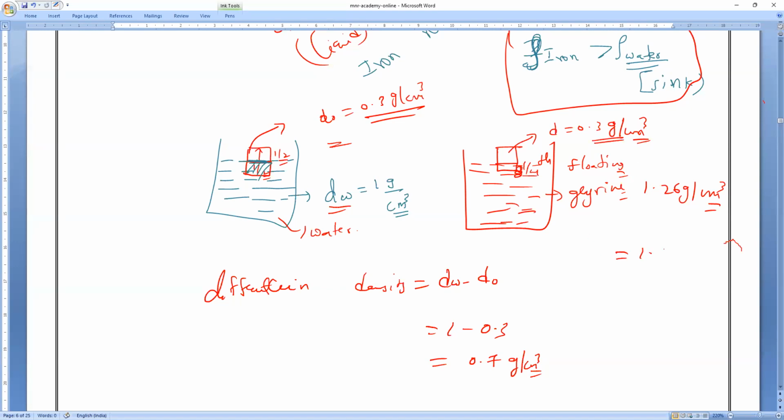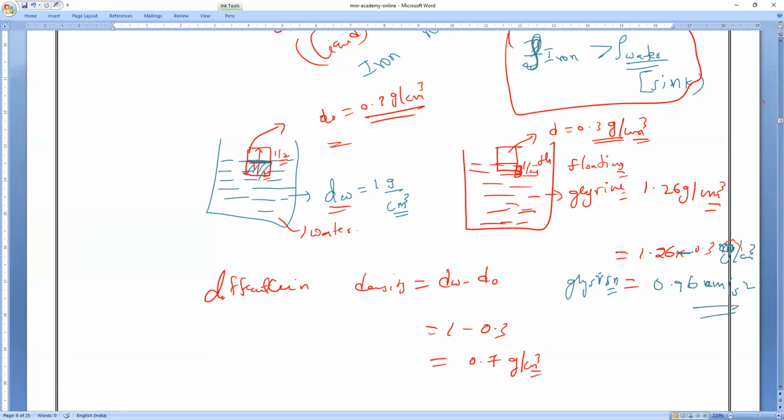Now you see the difference here. 1.26 minus 0.3. What is the difference you notice? How much is the value? Do the subtraction and tell me fast, everybody. 1.26 minus 0.3, make it quick. 0.96 gram per cubic centimeter.